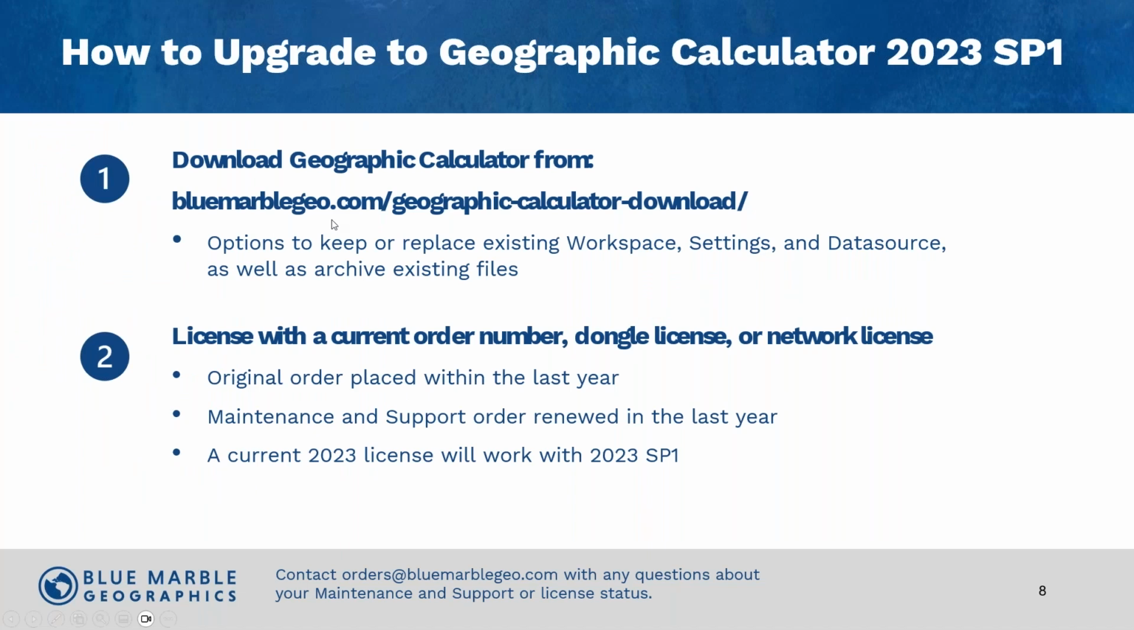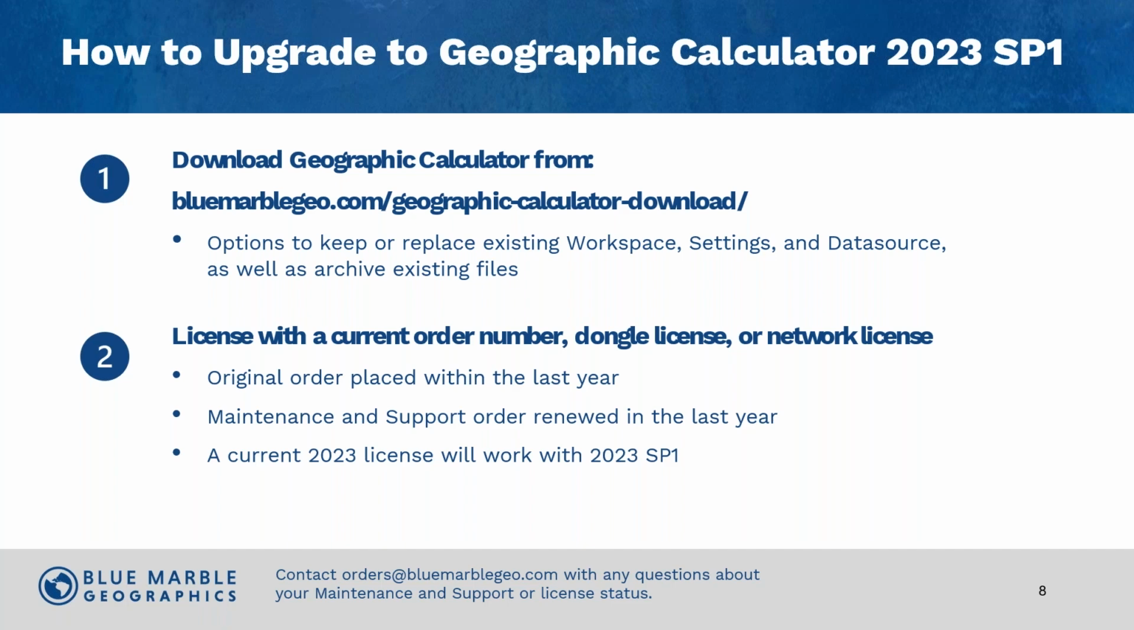So, how to upgrade to Calculator 2023 SP1. I just want to go over this briefly. You can download from the website shown there, and again, this is being recorded, so you can refer back to it. What I want to point out is that when you install or upgrade Calculator, there's an option in the installer to either keep or replace your existing files. Specifically, I mean the workspace file, the settings file, and the data source that contains all the coordinate systems and transformation objects and so on.